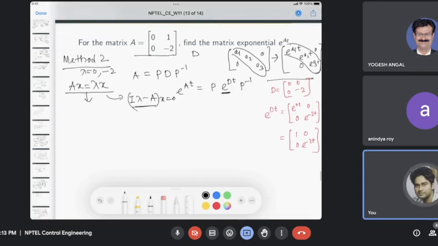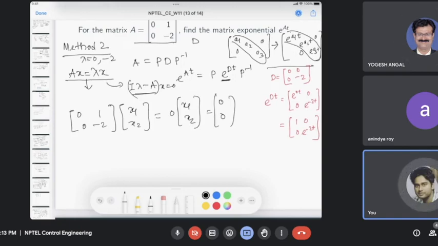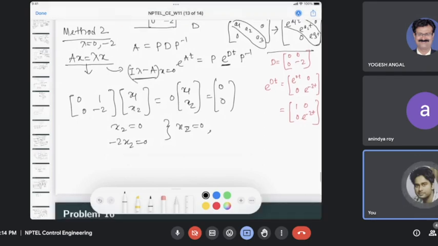For the first case, we see 0, 1, 0, minus 2 times x1, x2 equal to eigenvalue 0 times x1, x2, which equals 0, 0. Comparing the first element, x2 equal to 0, and minus 2 x2 equal to 0. So we see that x2 equal to 0 and x1 is a free element, so we can take any value for x1. We'll just pick 1 and x2 value 0. So this is one eigenvector.